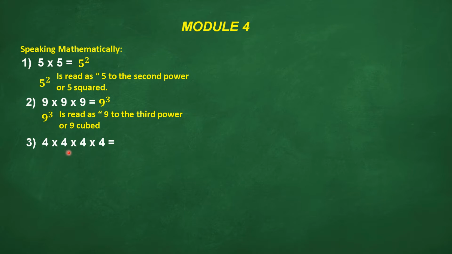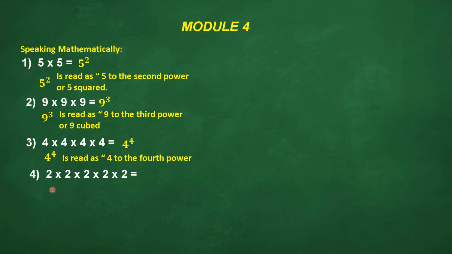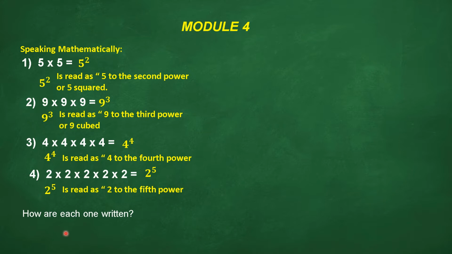4 times 4 times 4 times 4 is equal to 4 to the fourth power. 2 times 2 times 2 times 2 times 2 is read as 2 to the fifth power. So, paano ba sinusulat ang bawat isa sa kanila?